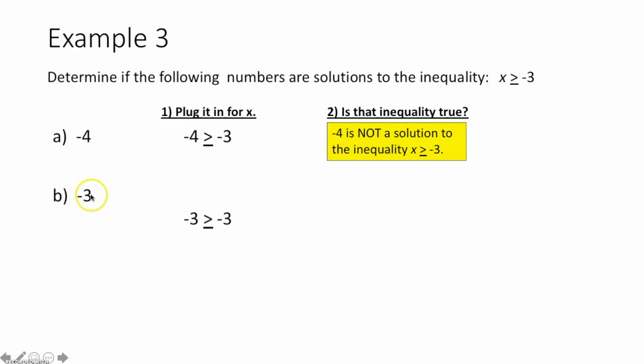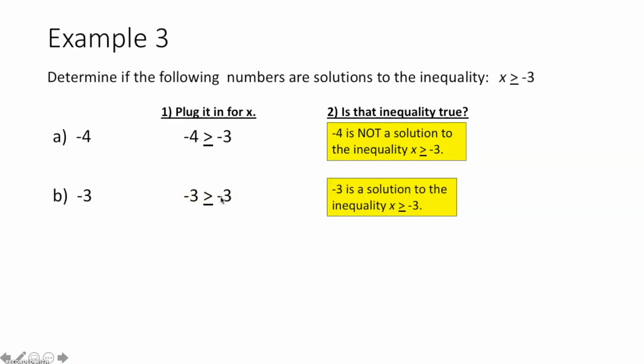Let's plug in -3. So if I plug in -3 for x in this inequality, I get -3 is greater than or equal to -3. Is this true? Look at this guy down here. Greater than or equal to. Are these equal? Yes. Therefore, this is a solution to the inequality.